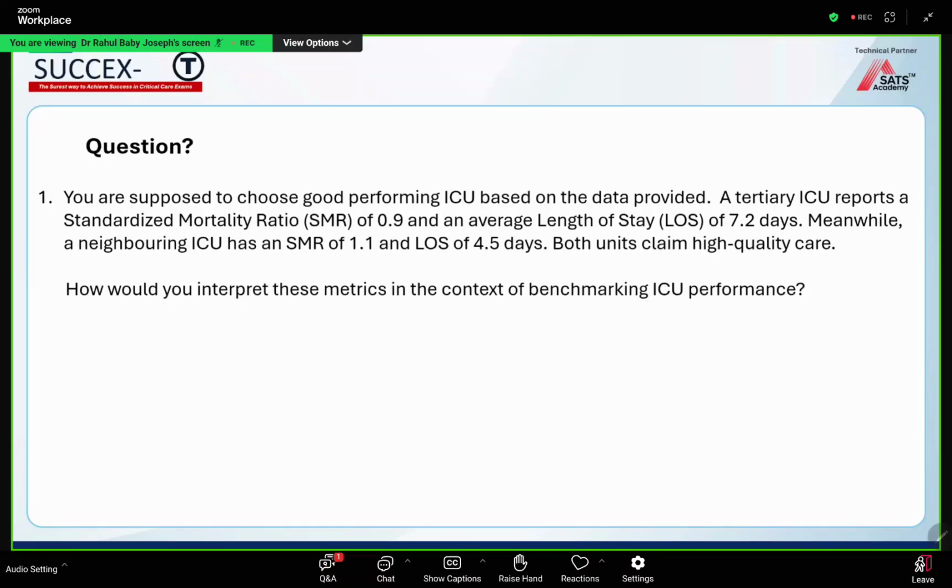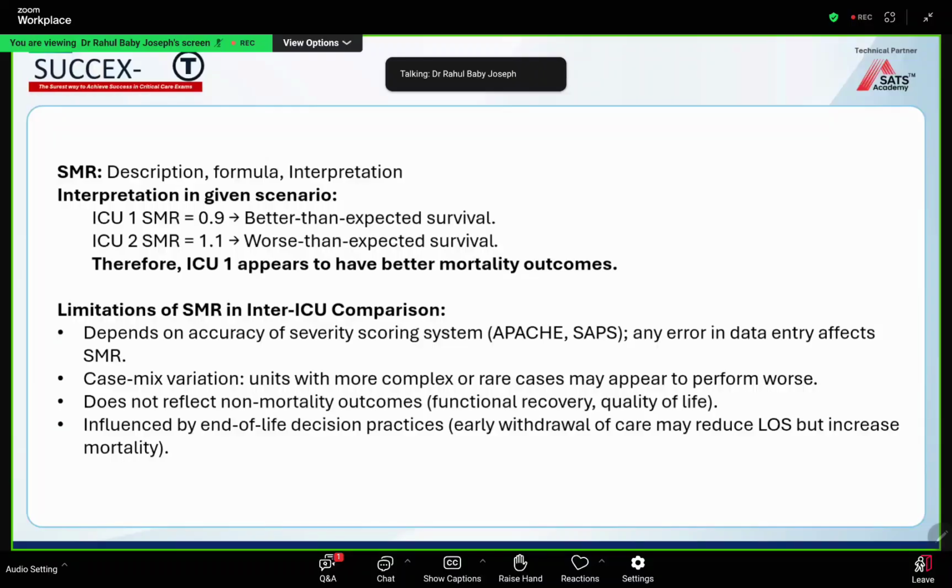So coming to that initial question, where you're supposed to choose a better performing ICU from the data. SMR of one ICU is given as 0.9, and the average length of stay is 7.2 days. Another ICU has an SMR of 1.1 and a length of stay of 4.5. And you need to interpret these metrics. So how do we do that? One is, when you are asked about SMR, try to describe what it is and tell the formula and interpretation.